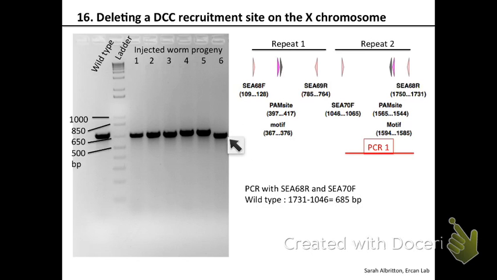And then we were lucky enough to get one that looked slightly smaller. And when we went back and did Sanger sequencing to see what kind of mutation we introduced, it was about a 20 base pair deletion that took out a pretty good chunk of the motif. Okay. Then we made sure that the other repeat containing the motif was also gone.